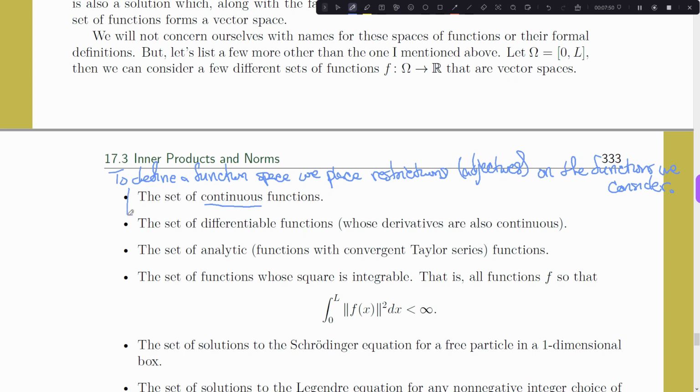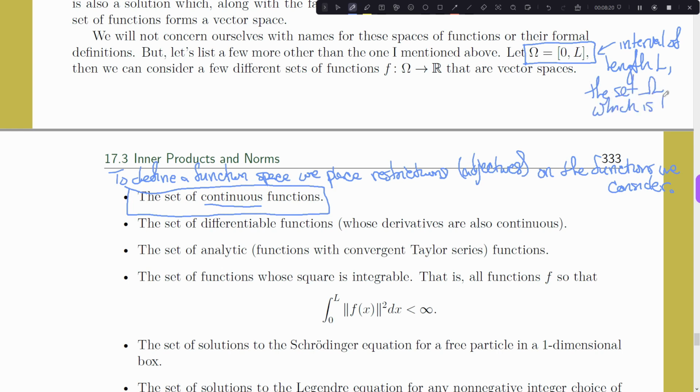So one collection is the set of continuous functions, which is a function space or a vector space of functions, because if we add two continuous functions together, we recover a continuous function. Note here that the author is calling an interval of length L the set omega, which is the domain of the functions we consider. So in this specific case, we're considering functions with a particular domain of omega. This set of continuous functions, you don't need to know this, but this gets defined as C of omega. C for continuous for obvious reasons.